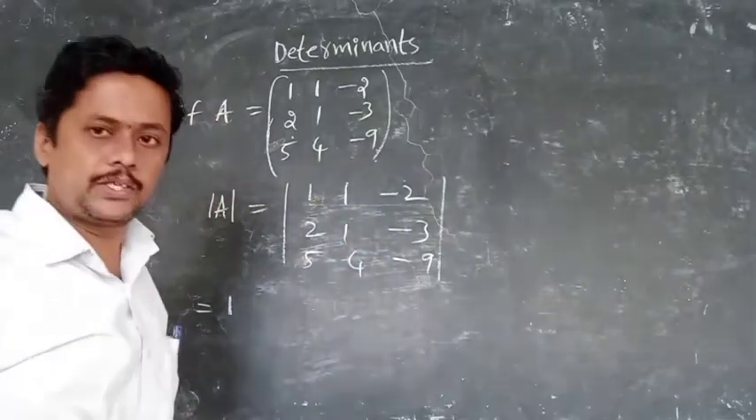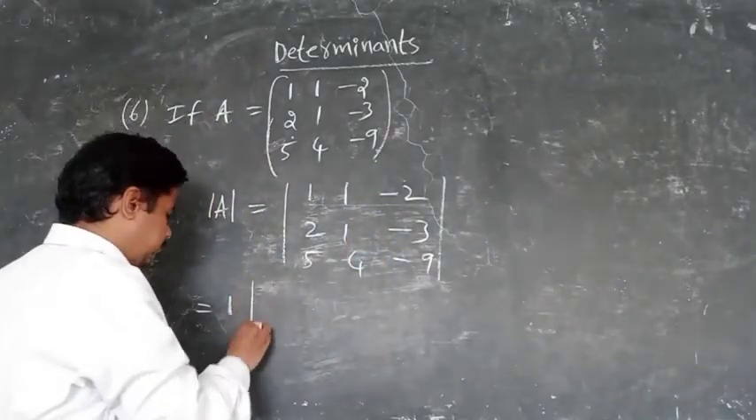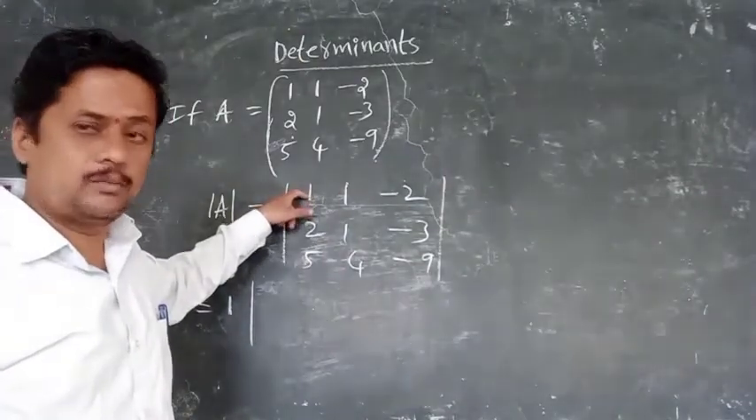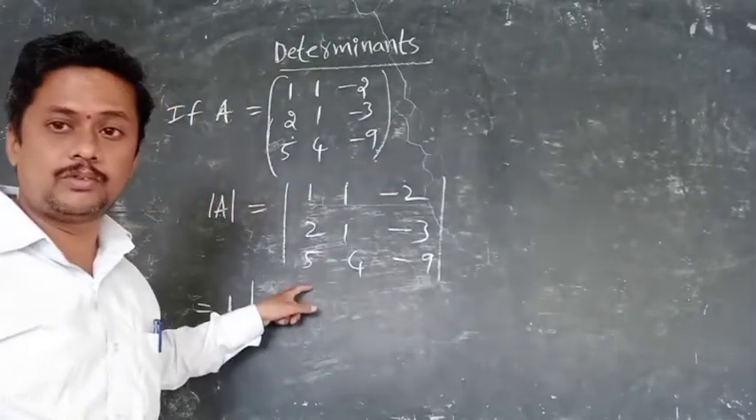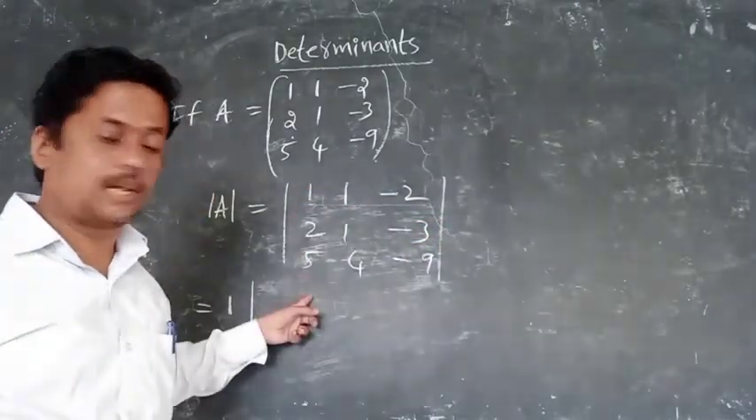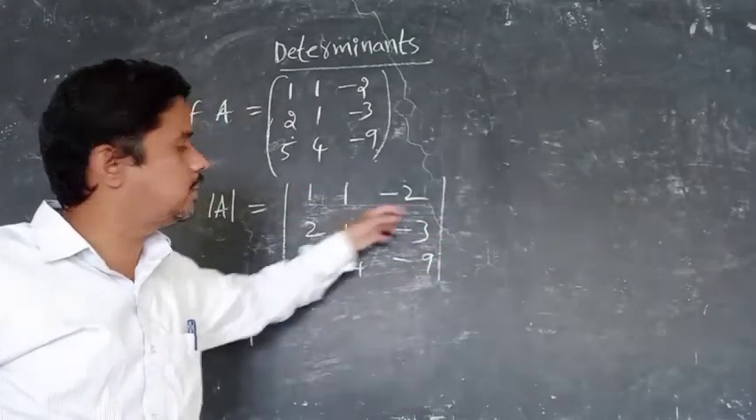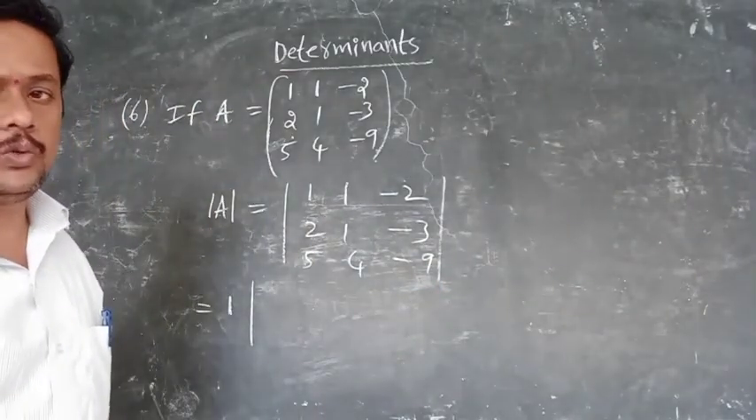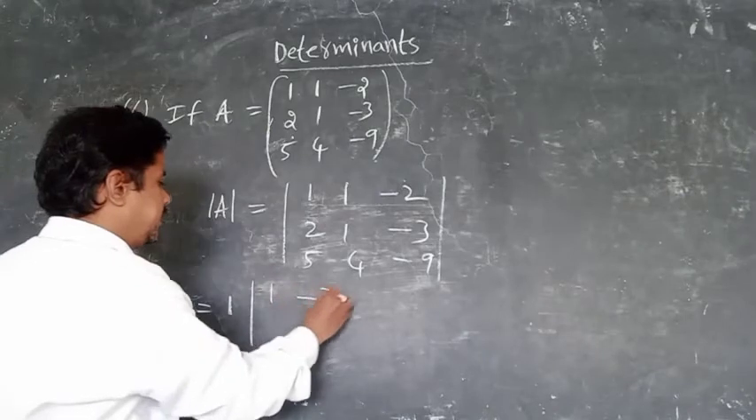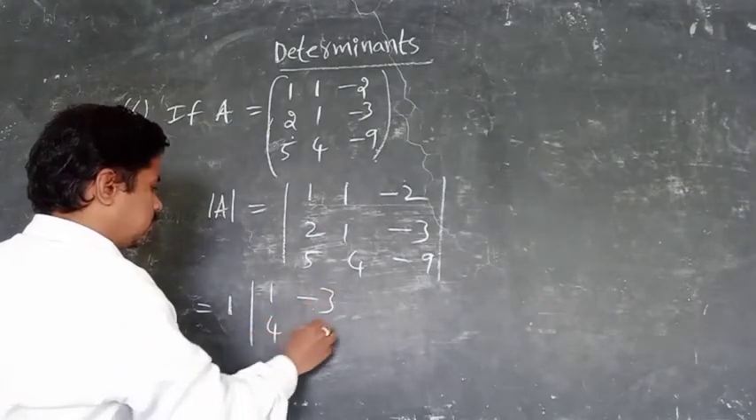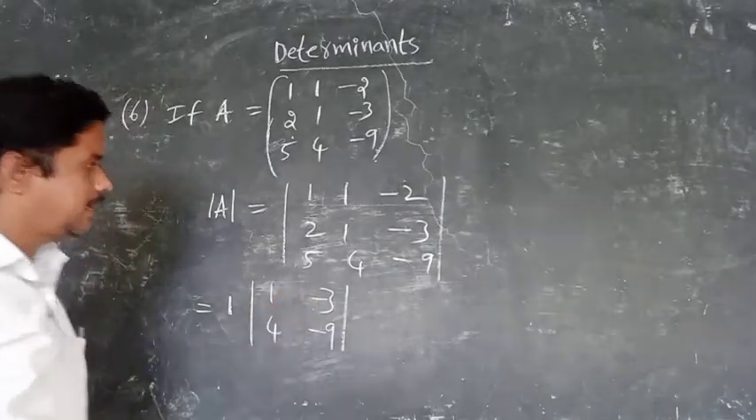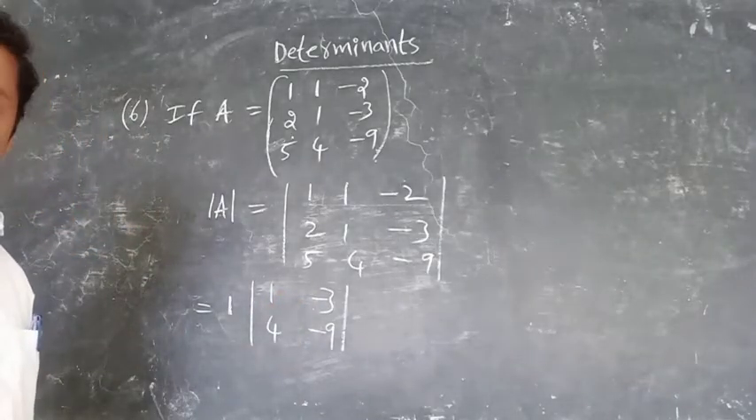1 1 minus 2. 1 into, it lies in first row and first column. That's why you eliminate that first row and first column. The remaining elements you write as a 2 by 2 determinant: 1 minus 3, 4 minus 9.